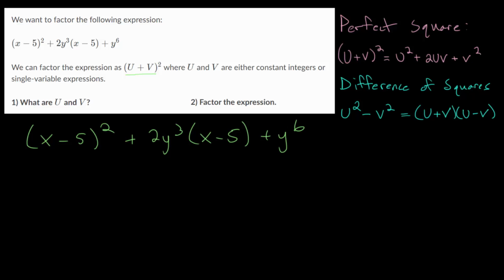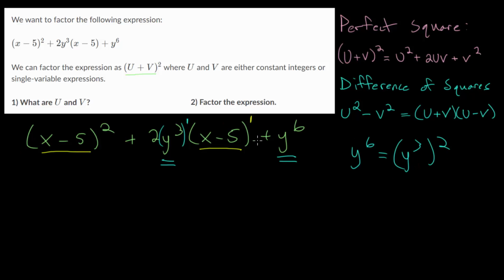So what you can notice is that we have some term squared, and then in this middle term here, we have that same term but raised to the first power. And then at the end, notice we have this y to the sixth, which in some sense is a term raised to the second power. That's really y to the third squared. So remember, y to the sixth is really just y cubed squared.